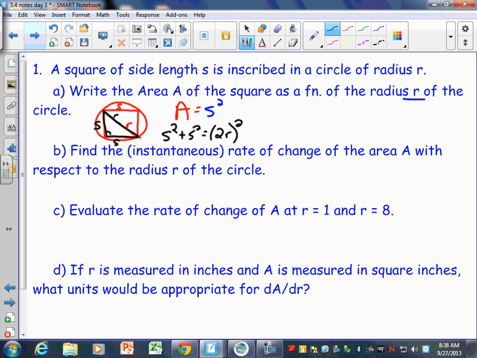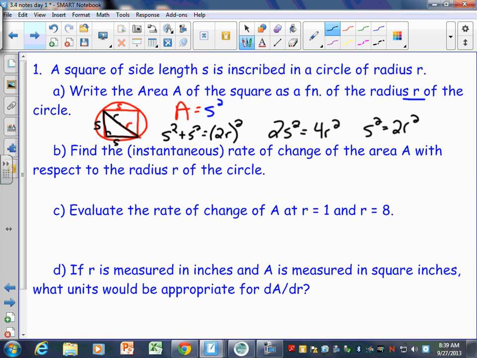And do you agree that that would be 2s squared equals 4r squared? So I have to square this whole side over here. s squared plus s squared is 2s squared. And remember, the goal here is to figure out what s is in terms of r. We're almost there. If I divide by 2 here, do I get that s squared equals 2r squared?